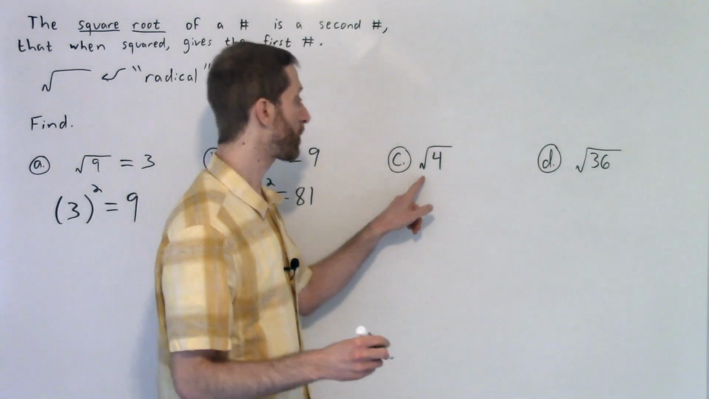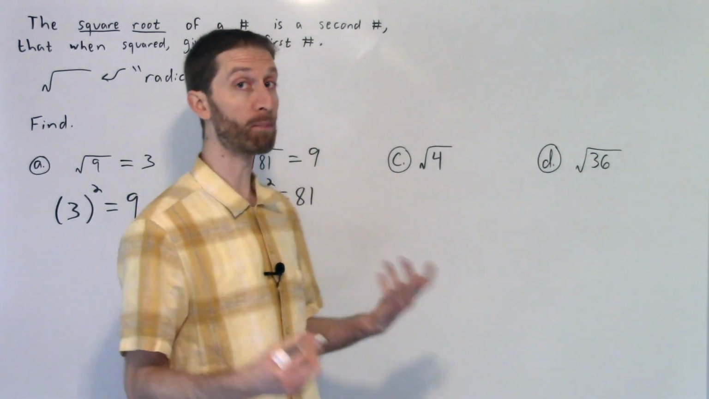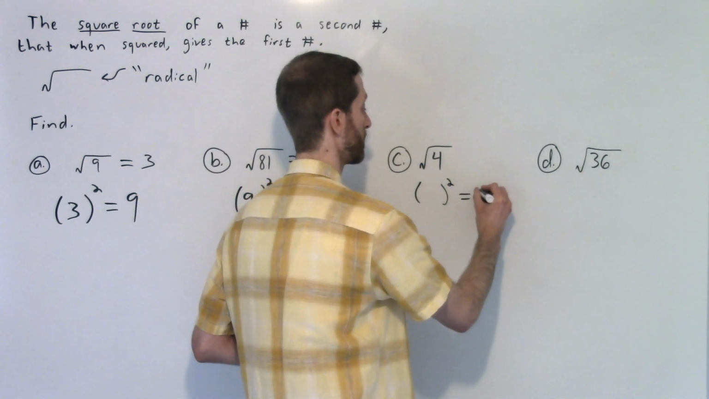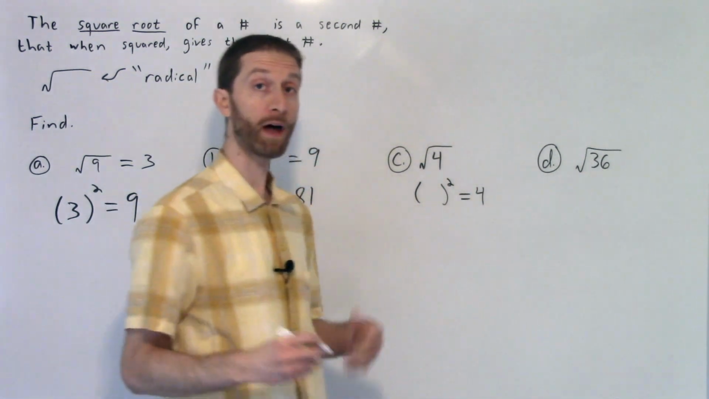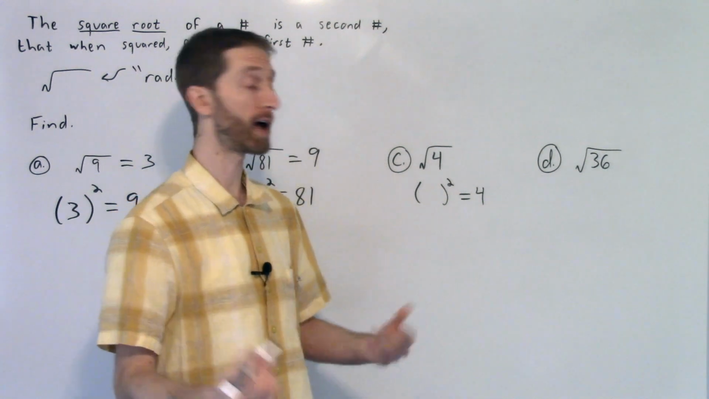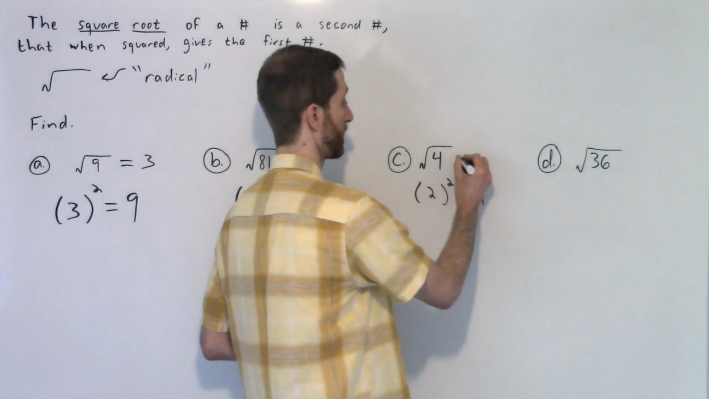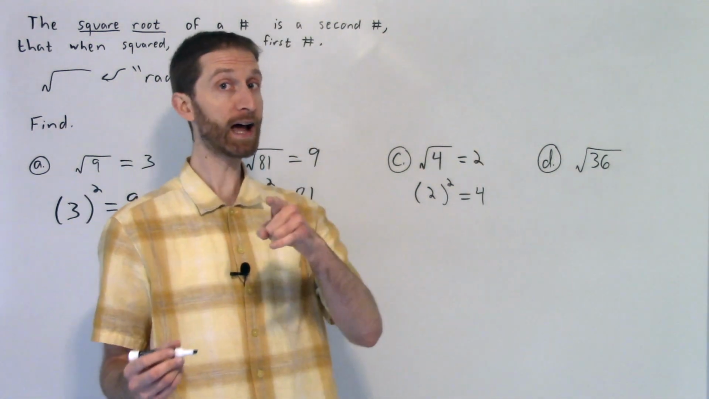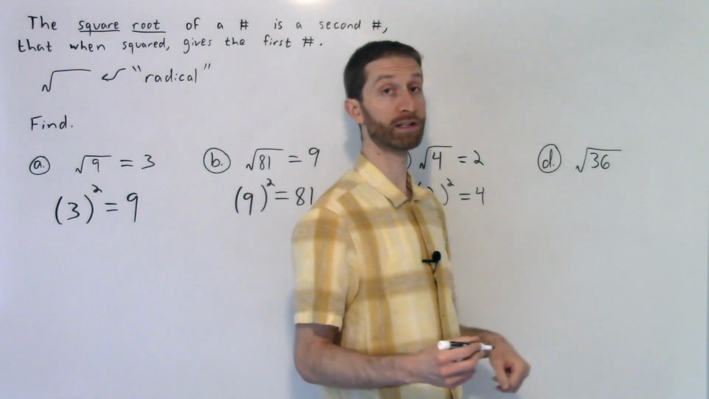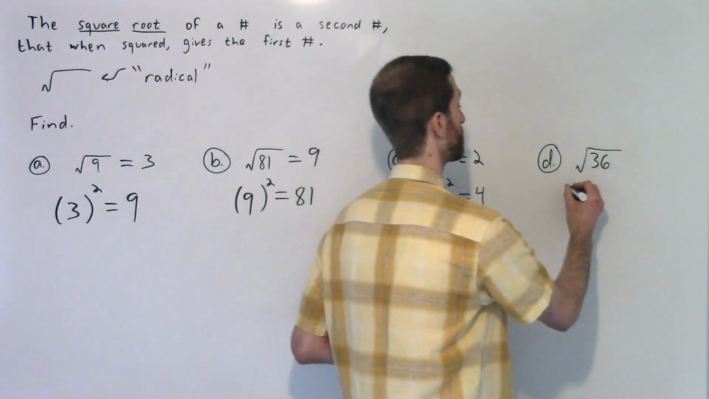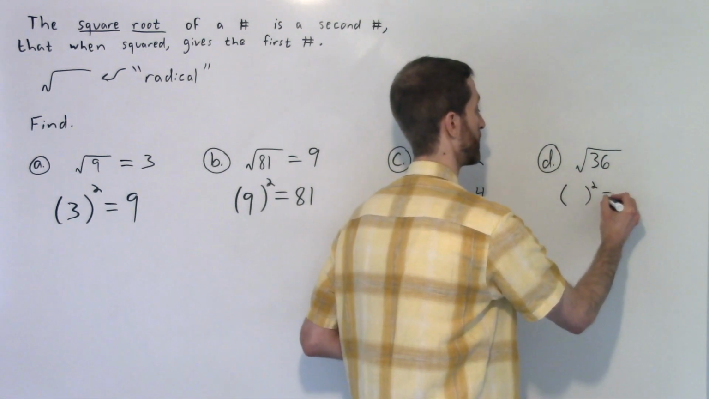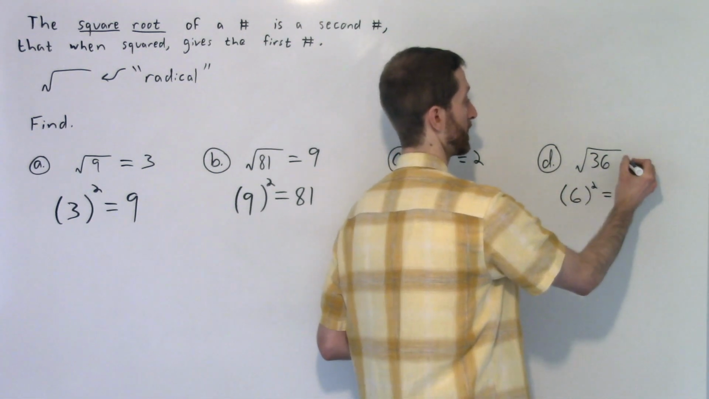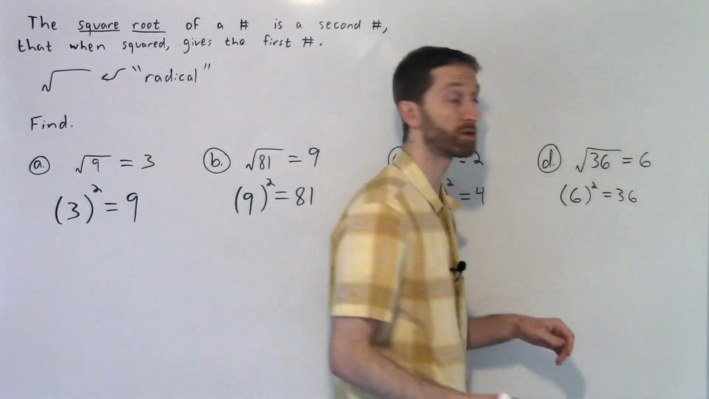All right, square root of 4. You're saying what number when multiplied by itself, so what number when squared gives me 4? Well, that would be 2. 2 times 2 is 4. And so our answer is 2. And finally, last, not least, the square root of 36. We're saying what number when multiplied by itself gives me 36? And that would be 6. And that's because 6 squared gives me 36.